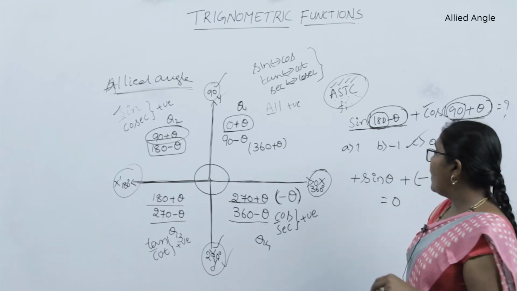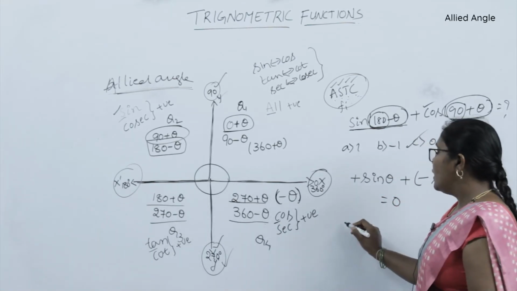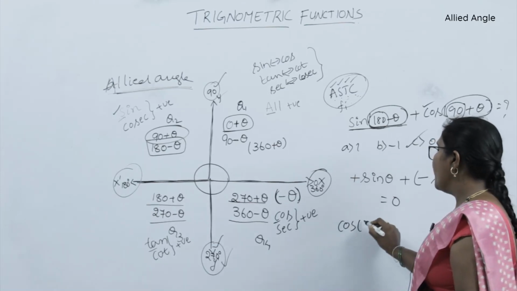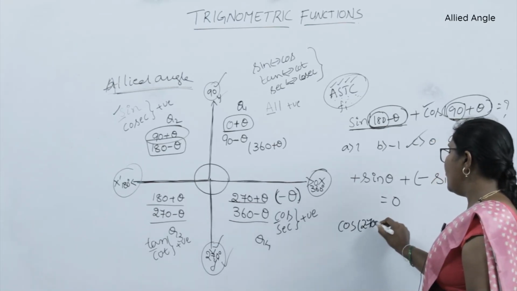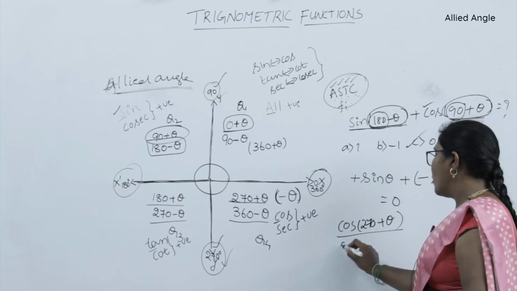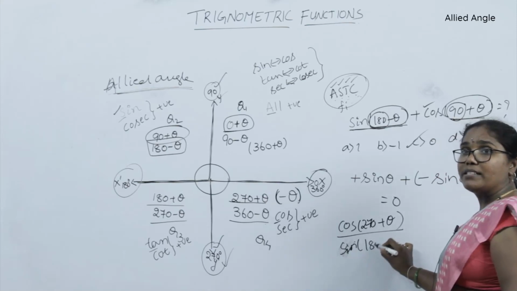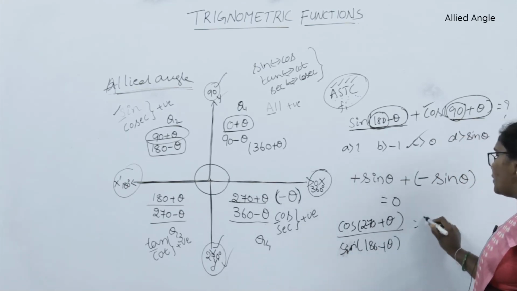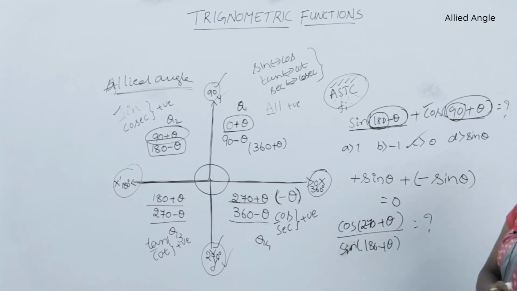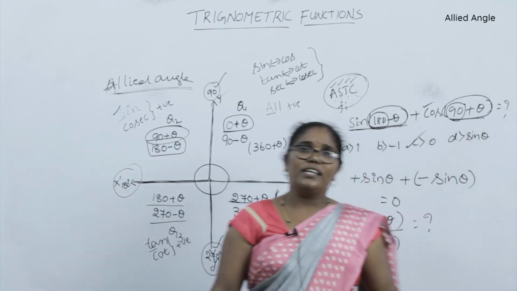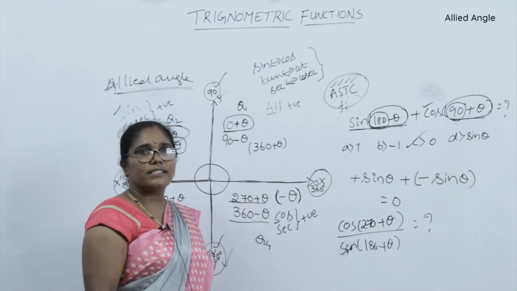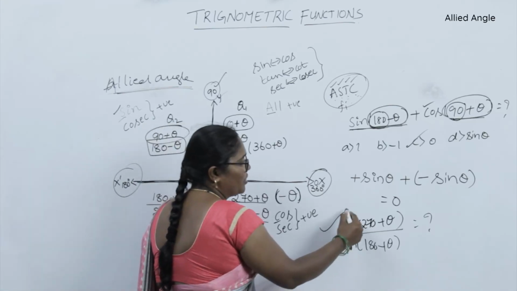So you can take one more example on that. If they had asked cos of 270 plus theta by sin of 180 plus theta, what is the value of this one? Option A 1, option B -1, option C 0, option D sin theta. Same options, work out the answer for this one.